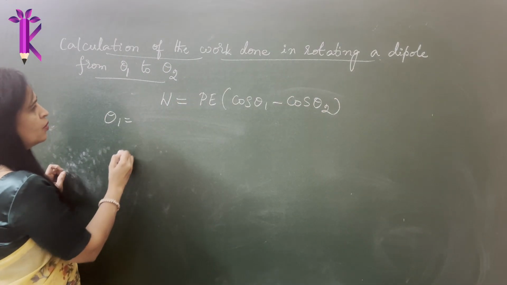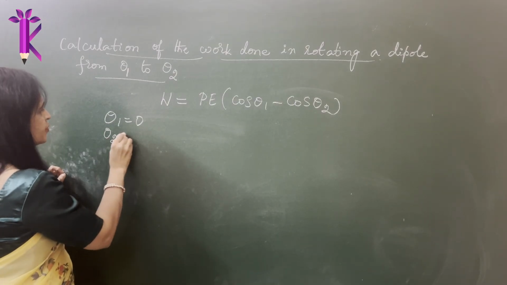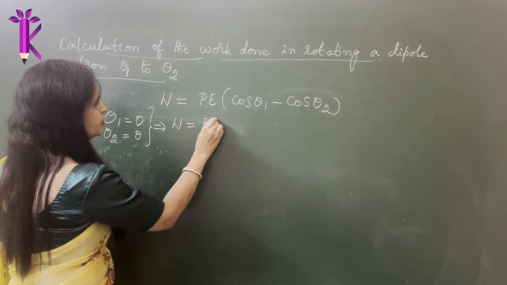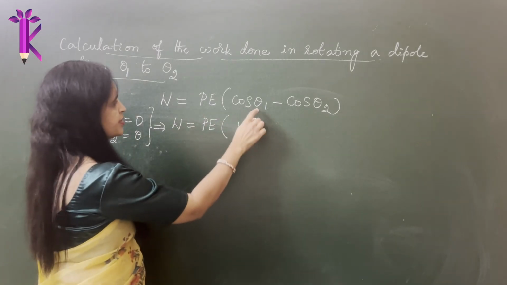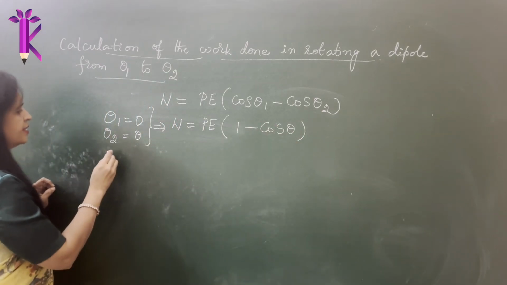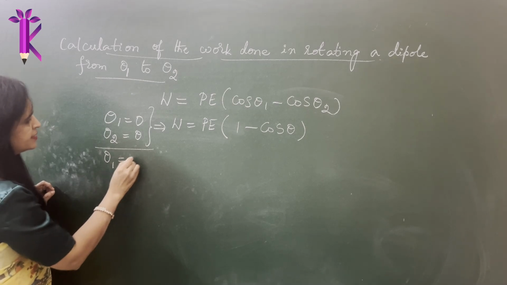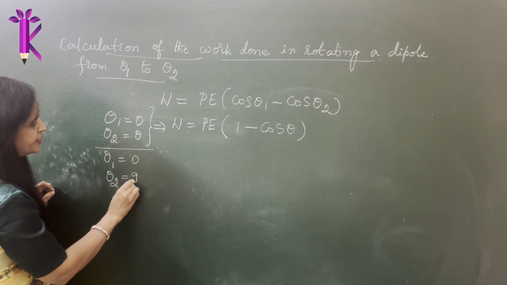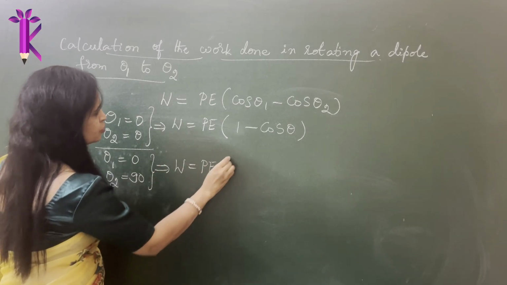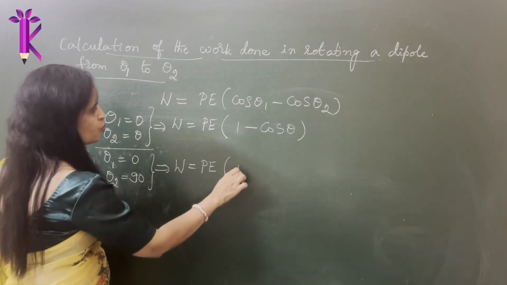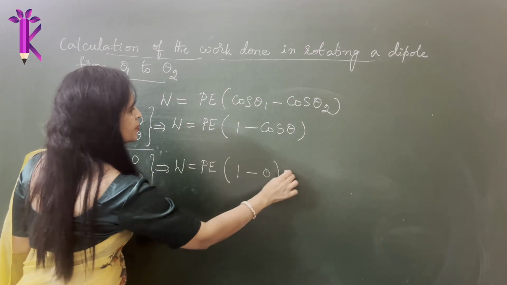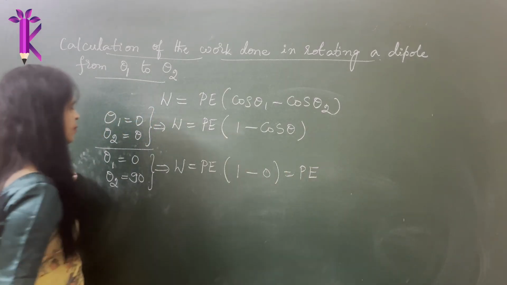Theta 1 is equal to 0, and theta 2 is equal to theta. So for this, what will be the work done? It will be PE into cos 0, which is 1, minus cos theta. Similarly, if theta 1 is 0 and theta 2 is 90 degrees, what will be the expression? W will be equal to PE into, how much is cos 0? Cos 0 is 1, and cos 90 is 0. So this will be simply equal to PE.